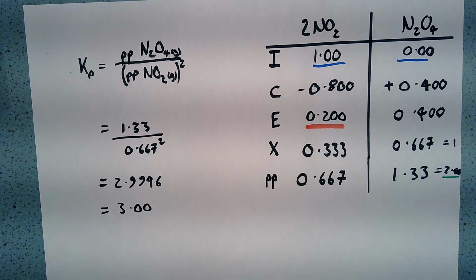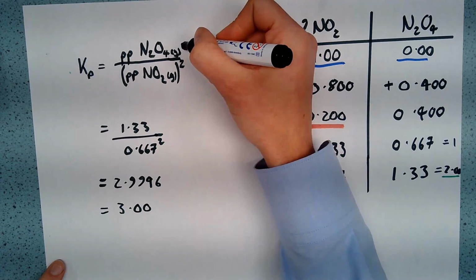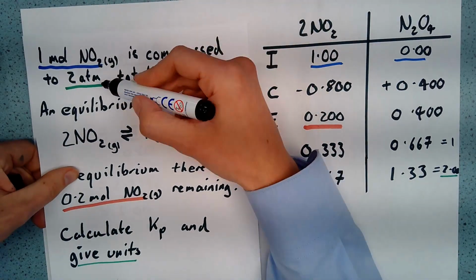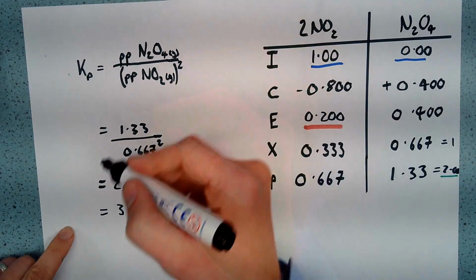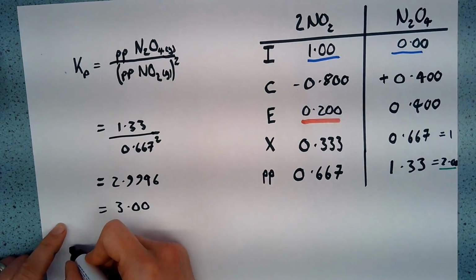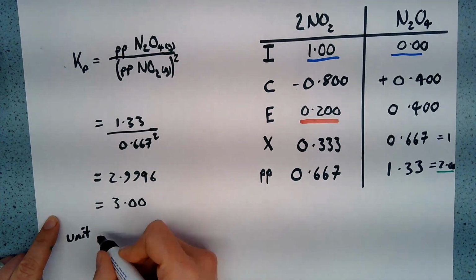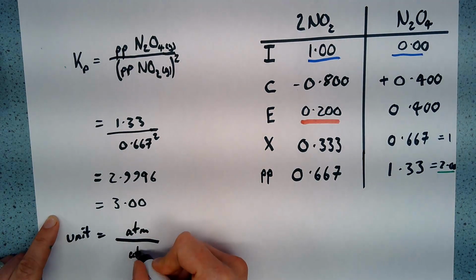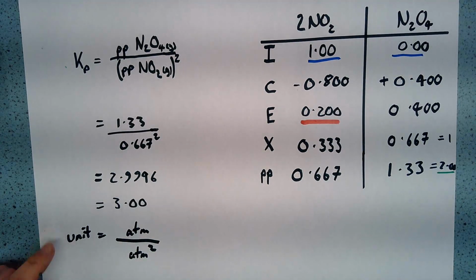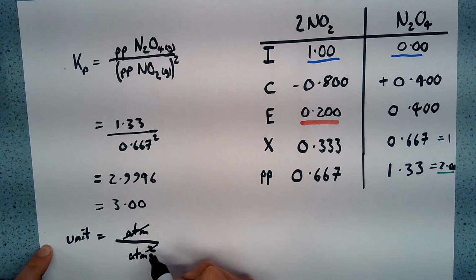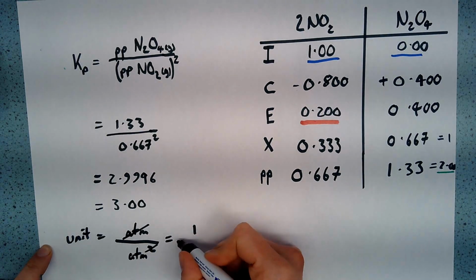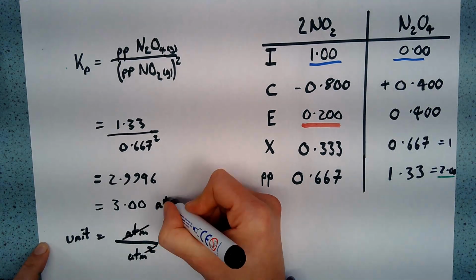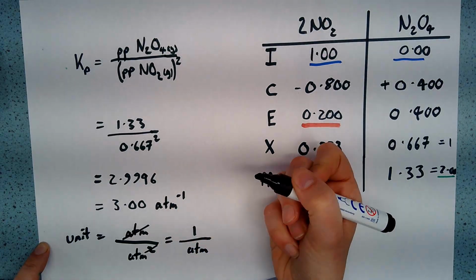And now we've got that, we just need to know the units. Now we work out the units in the same way as we worked out the units of Kc. We saw in the question that the pressure is in atmospheres. So that means that to calculate the units, we can say they are going to be equal to this, which is in atmospheres, ATM, divided by this, which is in atmospheres, ATM squared, which means we can cancel that out with the square, which leaves us with 1 over atmospheres, and so our answer is 3 ATM to the power of minus 1.